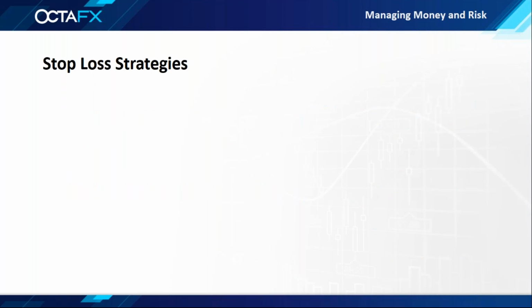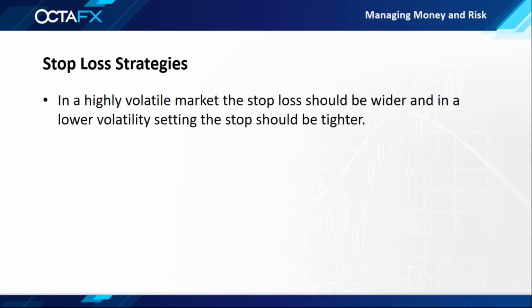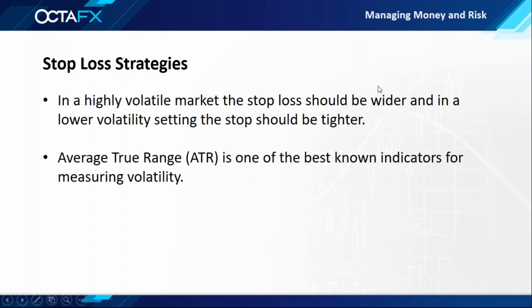Let's talk about the volatility stop for a minute. In a highly volatile market, the stop loss should be wider, and in a lower volatility setting, the stop should be tighter. That's fairly intuitive. And how can you determine the level of volatility? Well, there are indicators out there, such as Welles Wilder's average true range, one of the better known indicators for measuring volatility. So when you're placing your stop loss, you can experiment with all three of those, maybe a combination of all of them also.